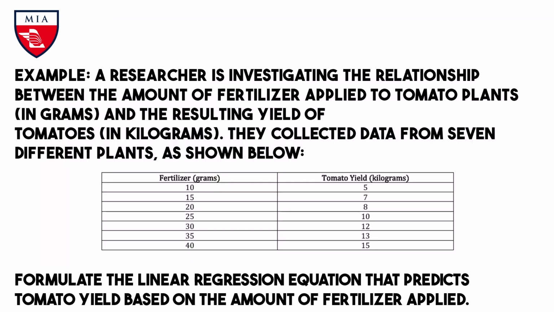So let's try this example. A researcher is investigating the relationship between the amount of fertilizer applied to tomato plants and the resulting yield of tomatoes. They collected data from 7 different plants as shown below. So we have this table given. Formulate the linear regression equation that predicts tomato yield based on the amount of fertilizer applied.